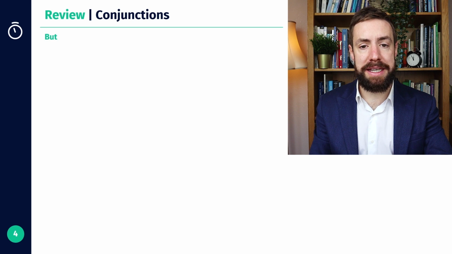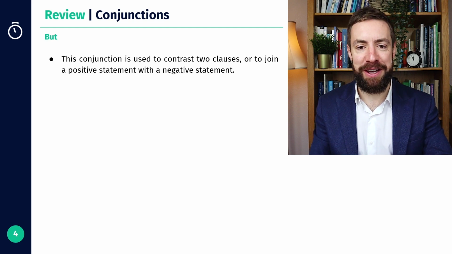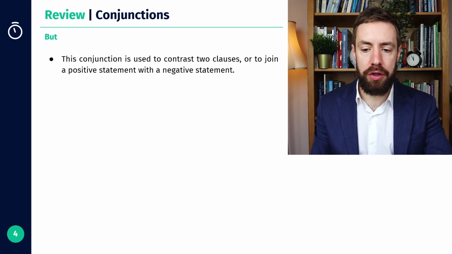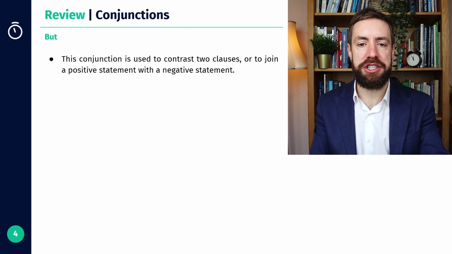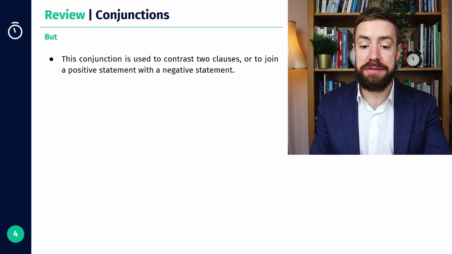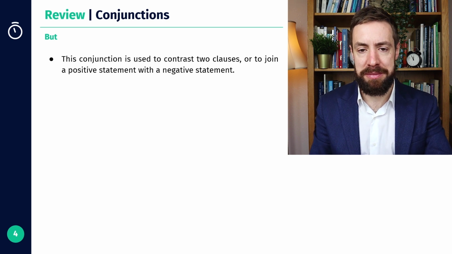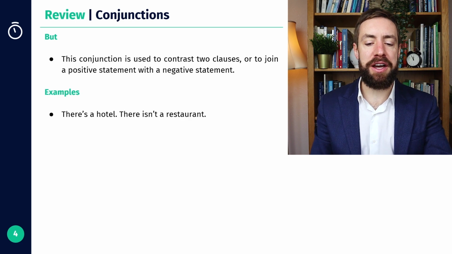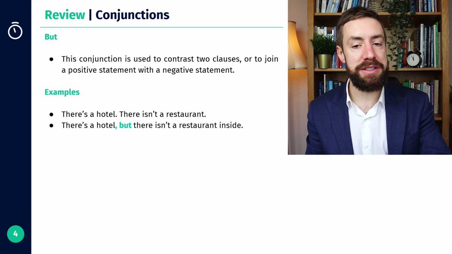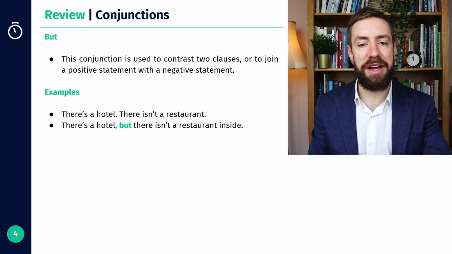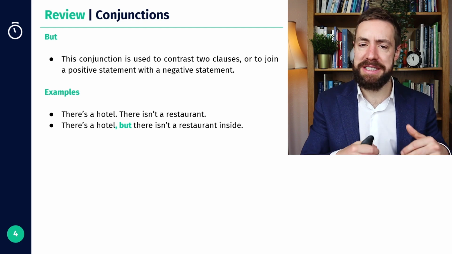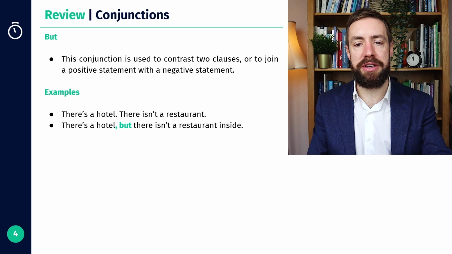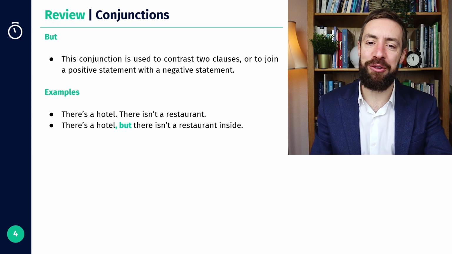The next conjunction to look at is "but." So let's take a look at "but." So this conjunction is used to contrast two clauses. So when you're saying two things are kind of disagreeing with each other, or to join a positive statement with a negative statement. All right, let's see some examples. There's a hotel, there isn't a restaurant. There's a hotel, comma, but there isn't a restaurant inside. Okay? So the hotel is, let's say, the positive thing, and the lack of the restaurant is the negative thing, because now we'll be hungry.